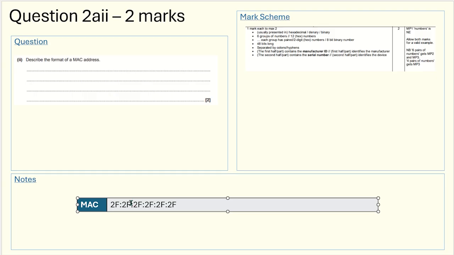We could also say, because we know that the MAC address can be split into 2 parts, that the first part contains the manufacturer ID, so the company that made the device, and the second part contains the serial number, which is unique to that individual device. As we know, MAC addresses are completely unique the world over. There are no 2 devices that share the same MAC address. So an example and a description there would have got you both marks.